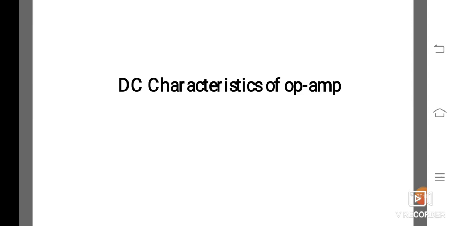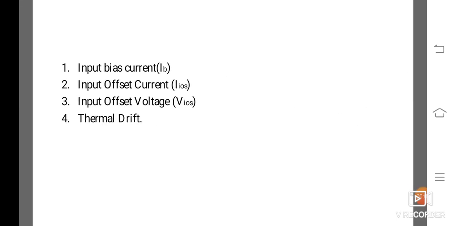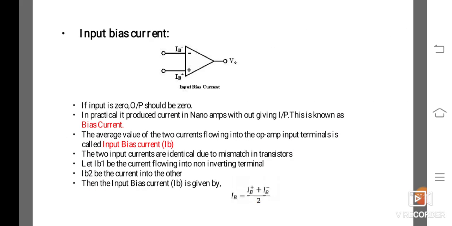DC characteristics of op-amp. Then we can see the DC performance characteristics of op-amp. Some of the DC performance characteristics of op-amp are input bias current, input offset current, input offset voltage and thermal drift. Here now we can see the input bias current.